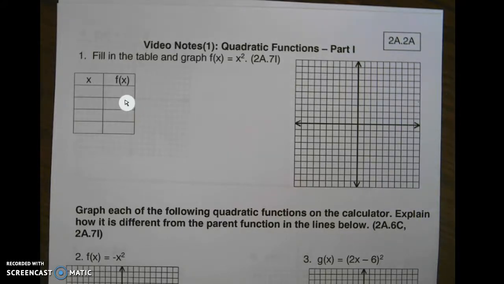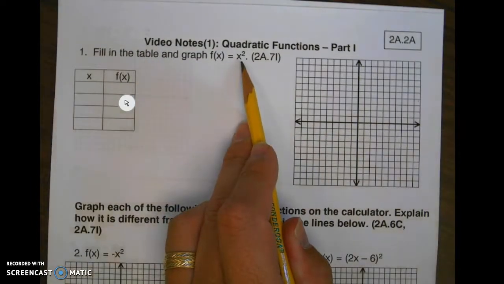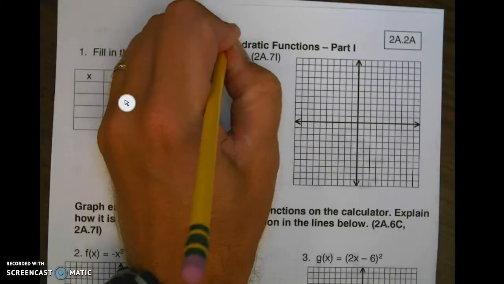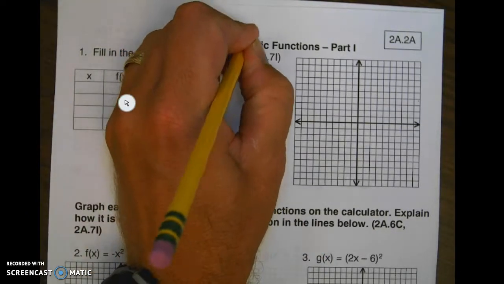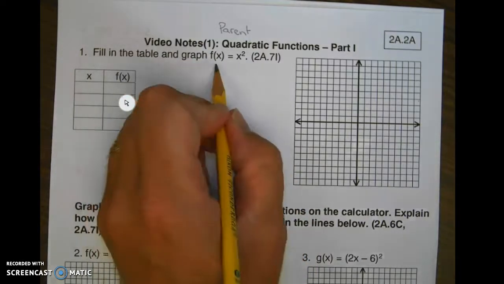Tonight we're going to be looking at quadratic functions, which you should be familiar with from Algebra 1. The function x squared is the parent function for quadratic functions. This is the parent. Okay. This is function notation.